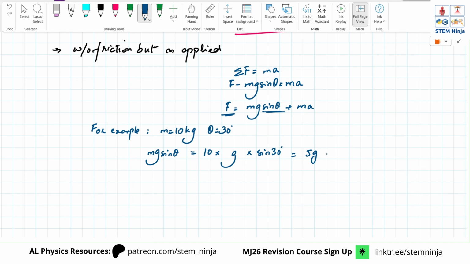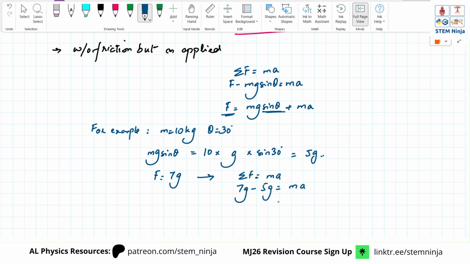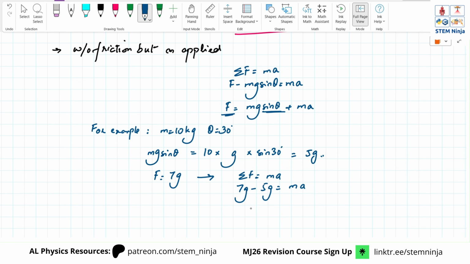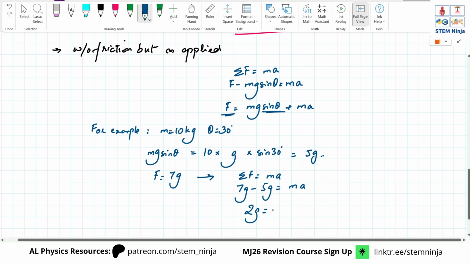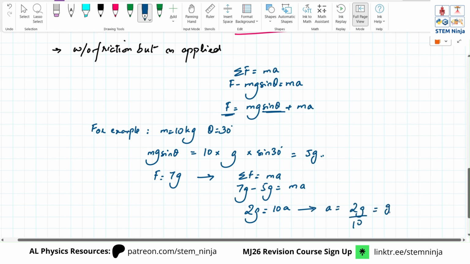So this means that to accelerate upwards, you need a force greater than 5g. So let's say the force is 7g. So your sum of forces would become 7g minus 5g equals ma. This would mean that you have reduced the effort because of this. So 2g is equal to m, which is 10, so 10a. So a is 2g over 10, which is g over 5.